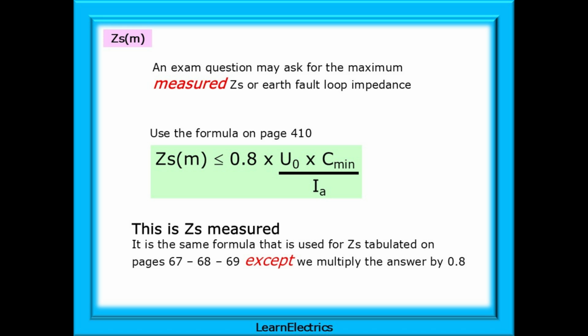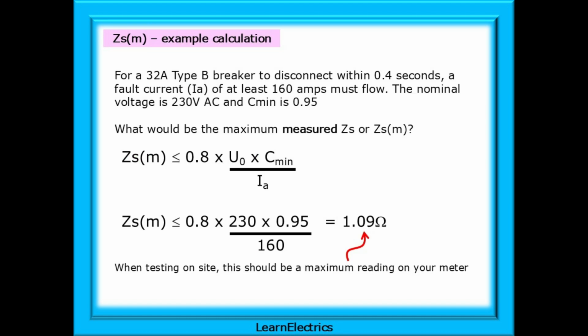In this case, we use the formula on page 410. It's the same formula that is used for ZS tabulated on pages 67 to 69, except we multiply the answer by 0.8, and this 0.8 is sometimes called the 80% rule. Let's do an example calculation, just in case it comes up in an exam.